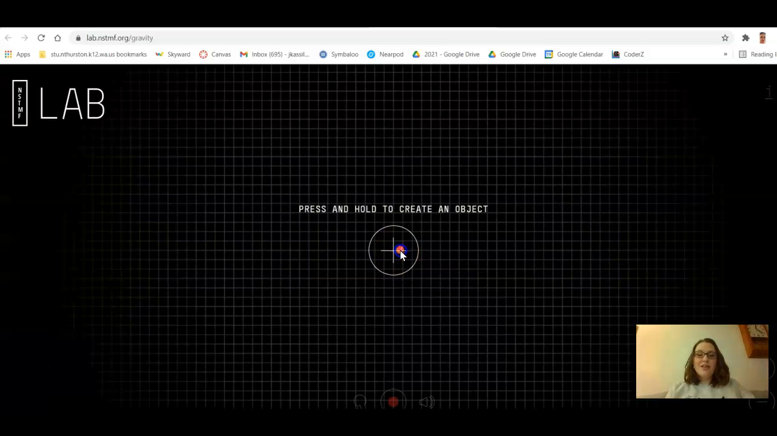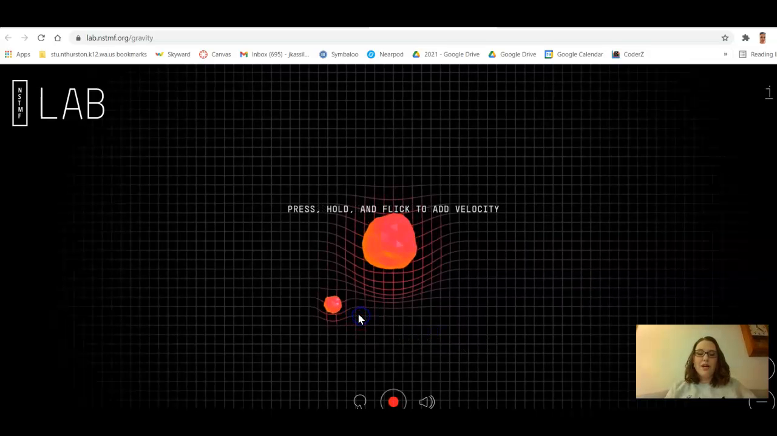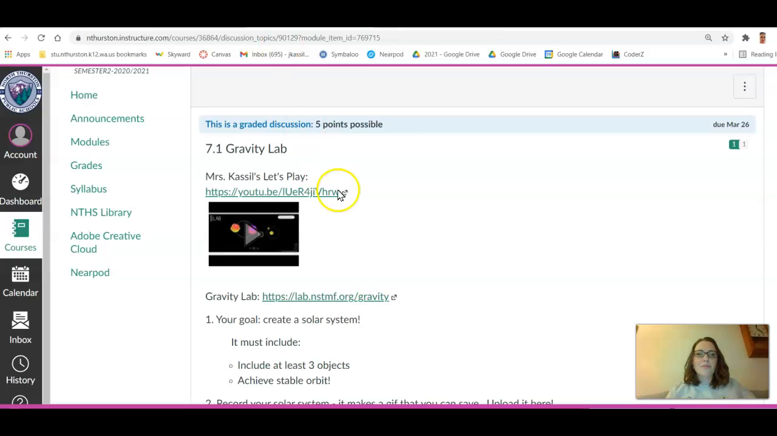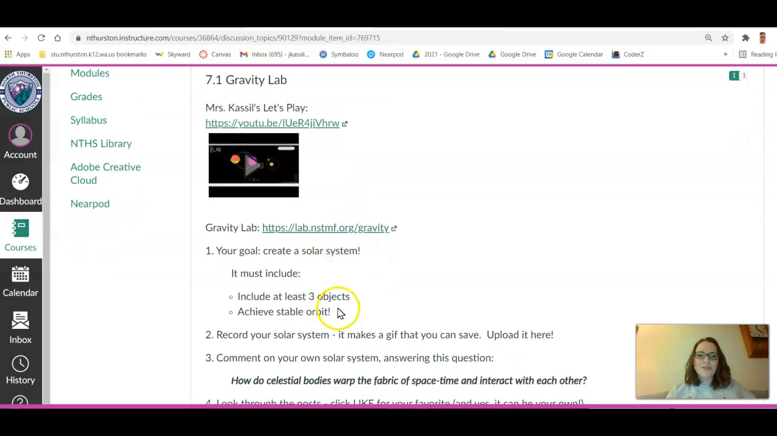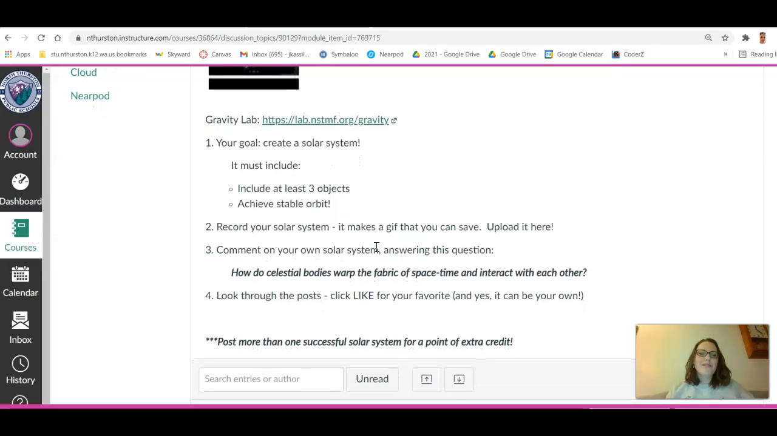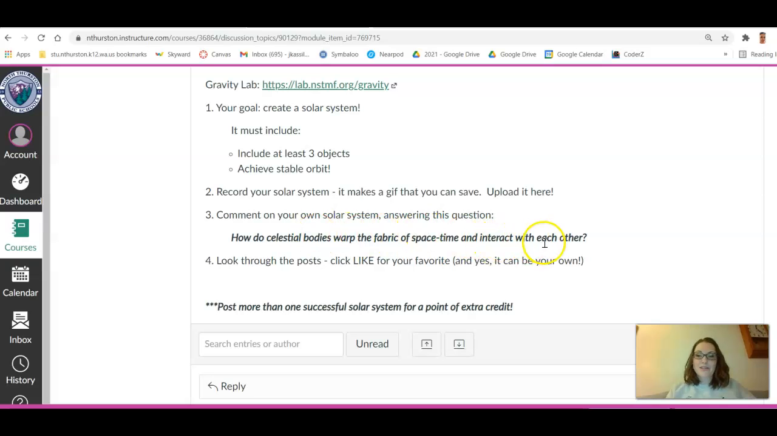Create your universe, Gravity Lab. And you'll see from the video, you'll be able to get started making things go, and you're going to try to make a solar system. That's what you're doing as you go through this. As you play this particular game, little bits of information will pop up. Your goal is to achieve a stable orbit, and then pay attention to the facts that come up while you try. Once you do, you can save a GIF of your working solar system, and then your job in the discussion is to post it and then answer this question about your particular solar system.